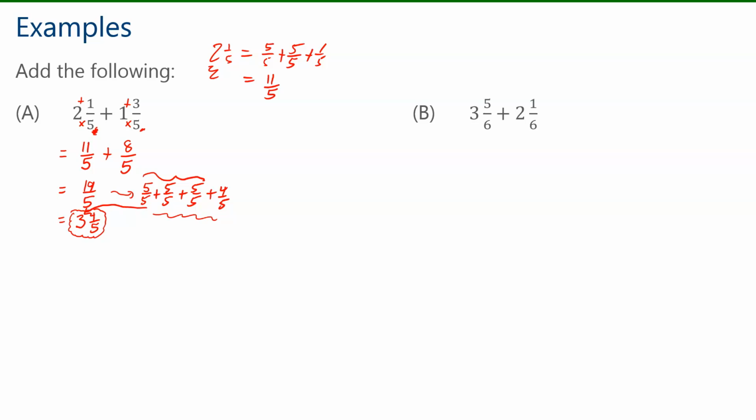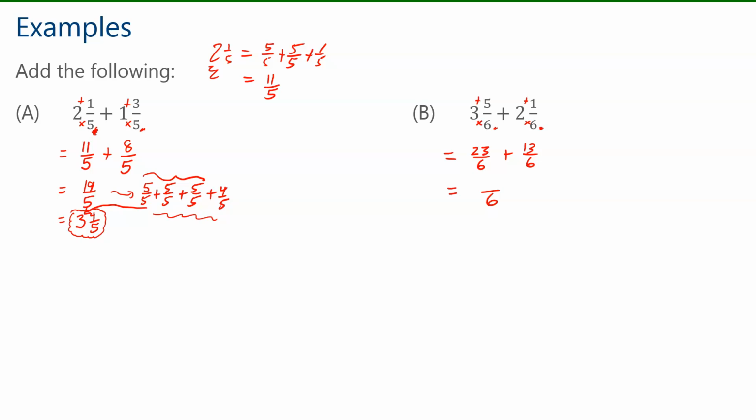In B, 3 5/6 plus 2 1/6. I notice my denominators again are the same here for my proper fractions. Okay, let's get at it. So we got a 6 times 3, add on the 5. That'll give me 23 over my denominator, 6. Plus 6 times 2 is 12, add on the 1 is 13. That gives me a 13 over my denominator, 6.